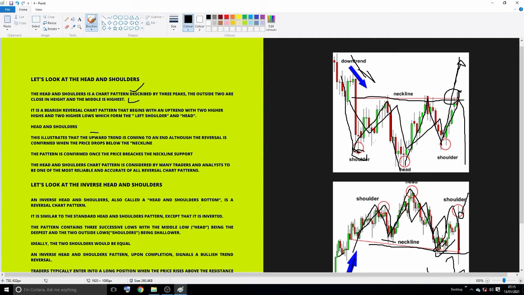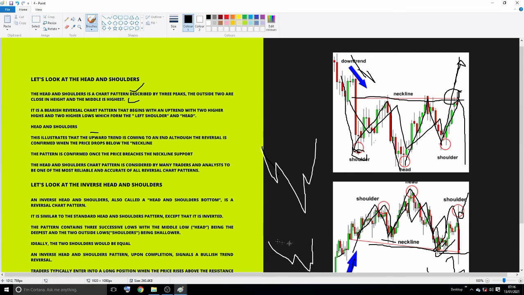This pattern is not easy to spot because sometimes it comes with different variations. It can come like this. You need to train your eye.